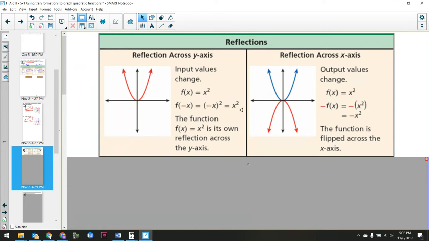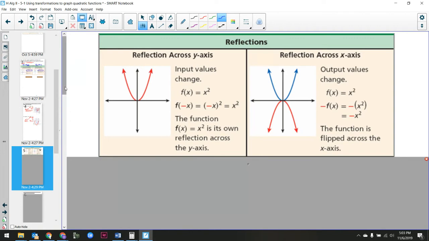So what does that imply here? Nothing, not in terms of the parent, right? If I reflect this across the y-axis, you're not going to see a difference. Why? Because when I square the negative, it's going to turn back positive. Interesting. But you will see a difference when I put the negative outside. Negative outside will reflect it downward.